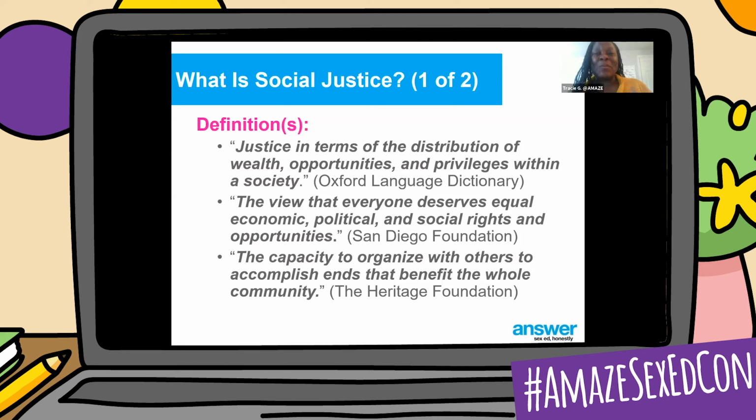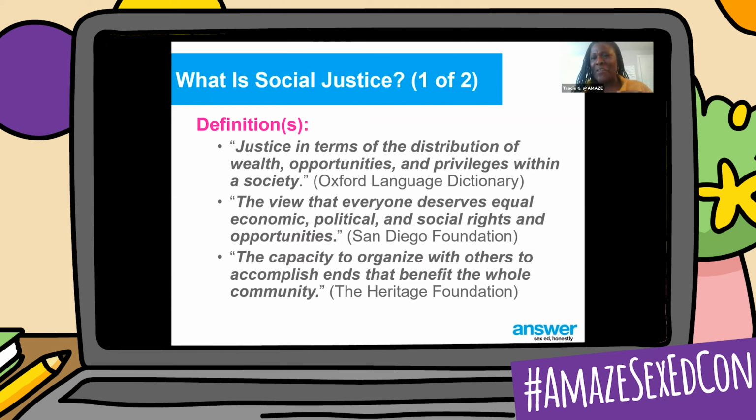And the last one is pretty interesting because I believe it actually comes from more of a socially conservative foundation, a framework. But one of the things I appreciate about it is that even they are talking in a way that really represents inclusivity and what everyone needs. And so the Heritage Foundation talks about social justice as the capacity to organize with others to accomplish ends that benefit the whole community. And I also love that one because of the use of the term organize, recognizing that it's not just enough to say we believe that everyone should be treated fairly and equitably, but we're actually doing the work to make sure that that's happening on a regular basis.